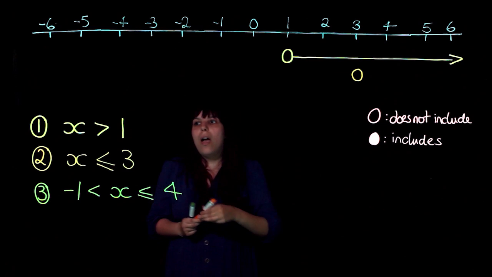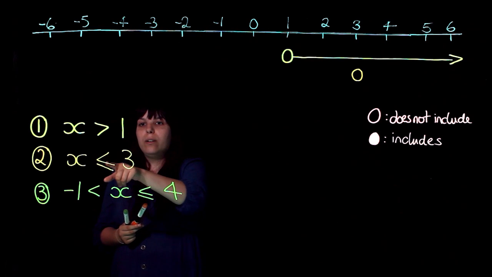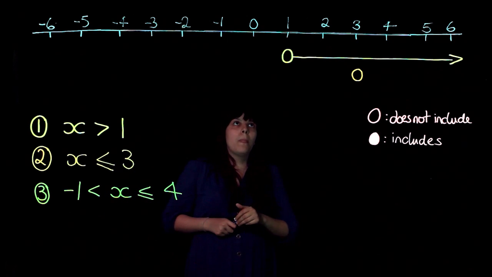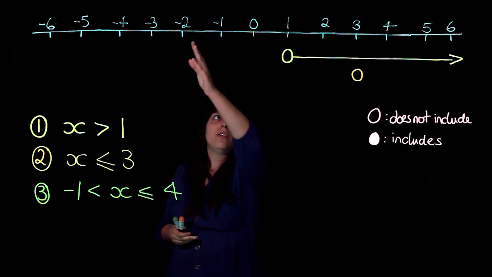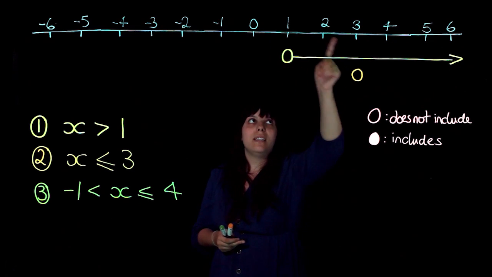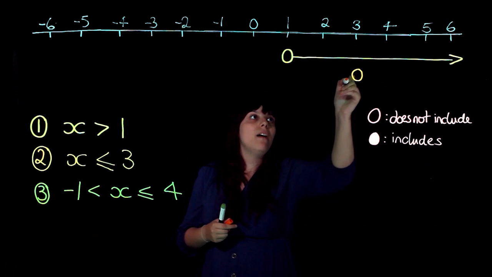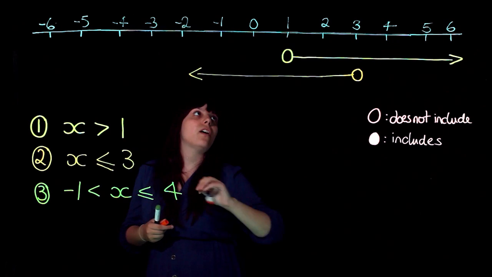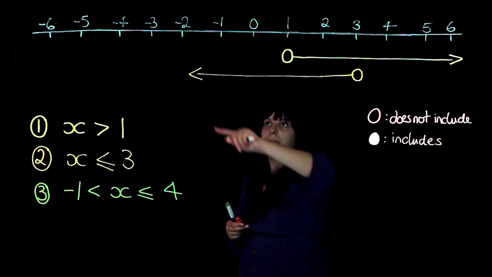Now, x is less than or equal to 3. I'm just going to look at the less than bit at the moment. So less than 3 is going to be on this side because 2 is less than 3, 1 is less than 3, and so on. So my arrow is going to need to go in this direction. So x is less than 3.